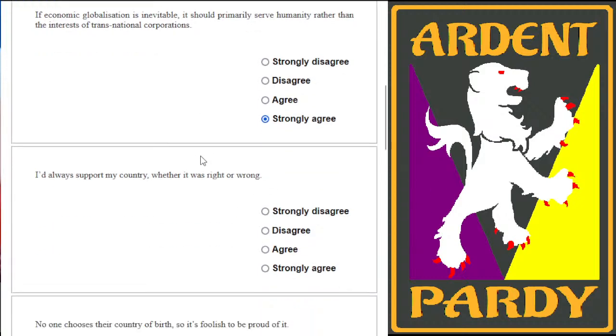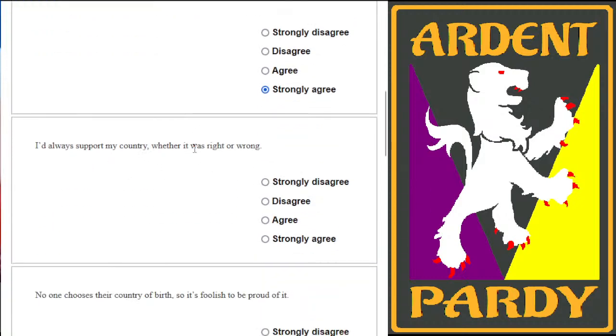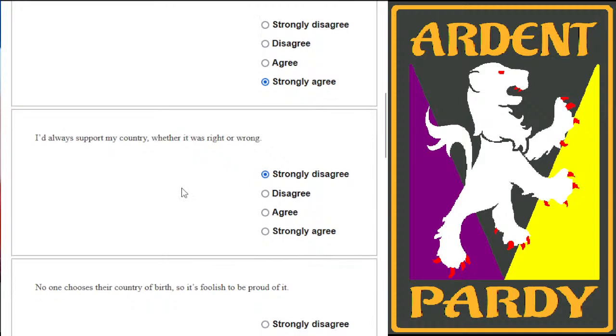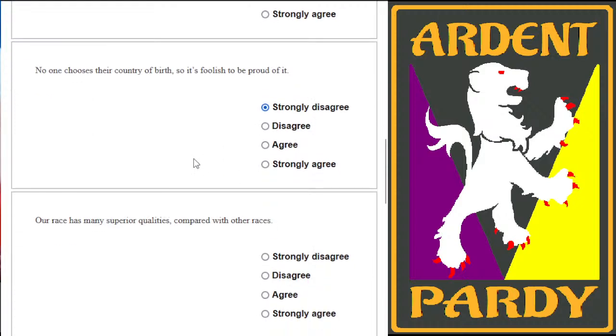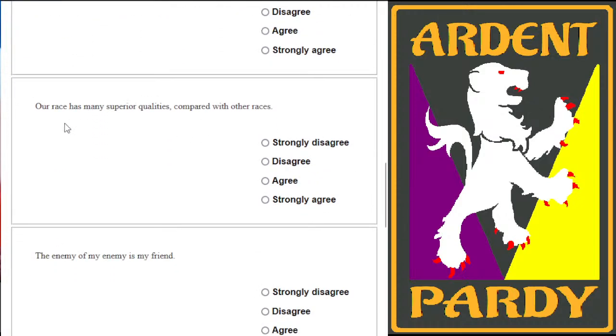I strongly agree. I'd always support my country whether it was right or wrong. I strongly disagree with that, and anyone who knows me knows I'm Canadian, and that's why. No one chooses their country of birth, so it's foolish to be proud of it. I strongly disagree with that. I think patriotism is very important. Our race has many superior qualities compared with other races. Nah, this one's spicy. I'm just going to agree.